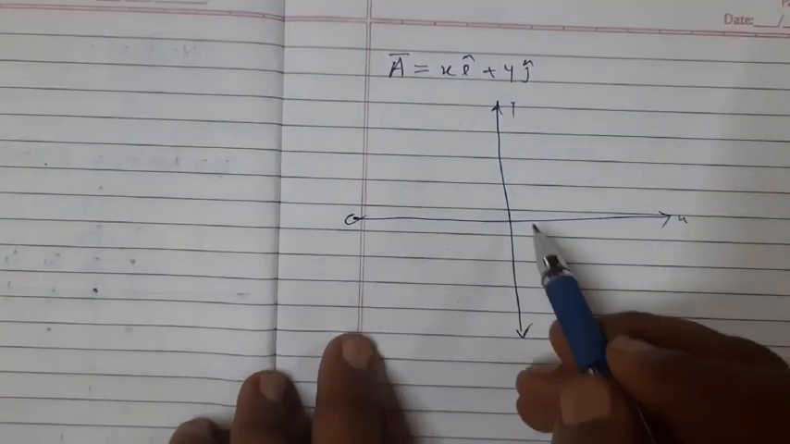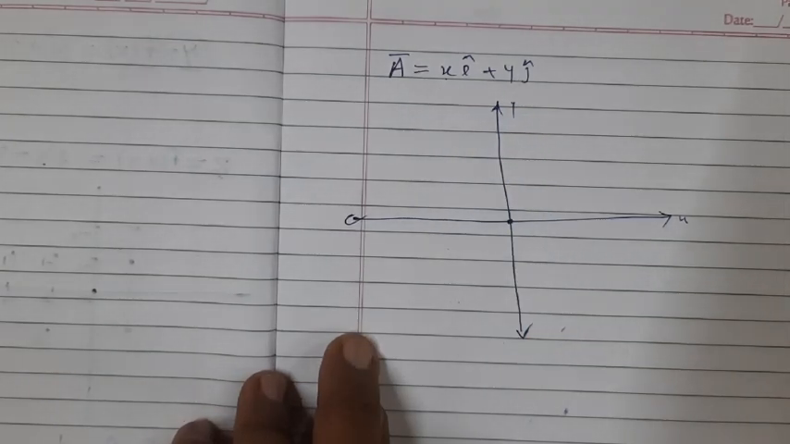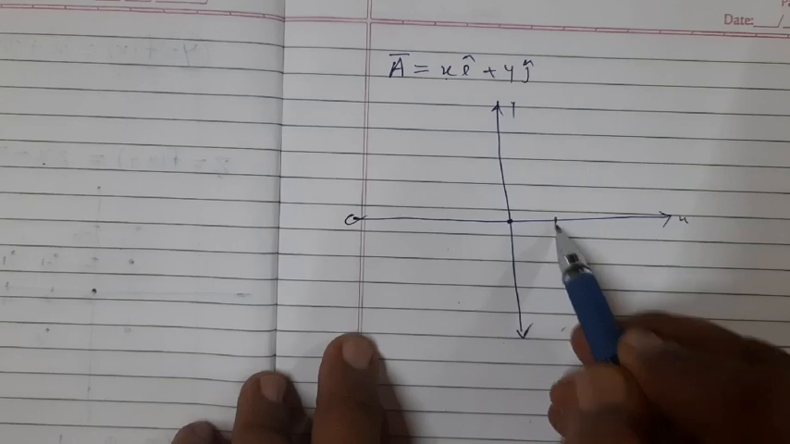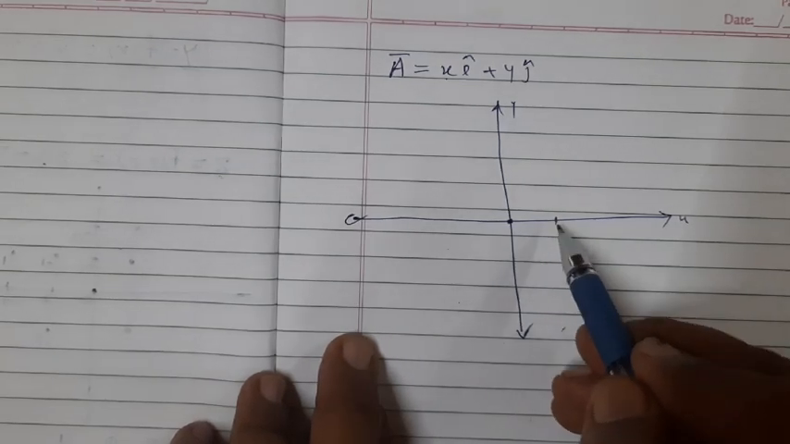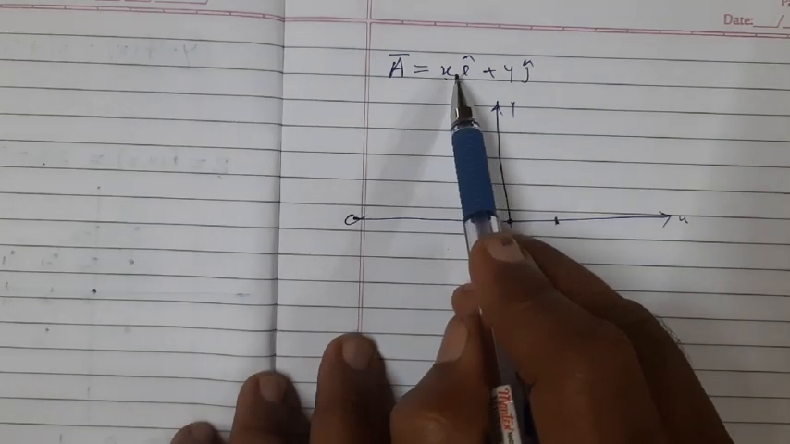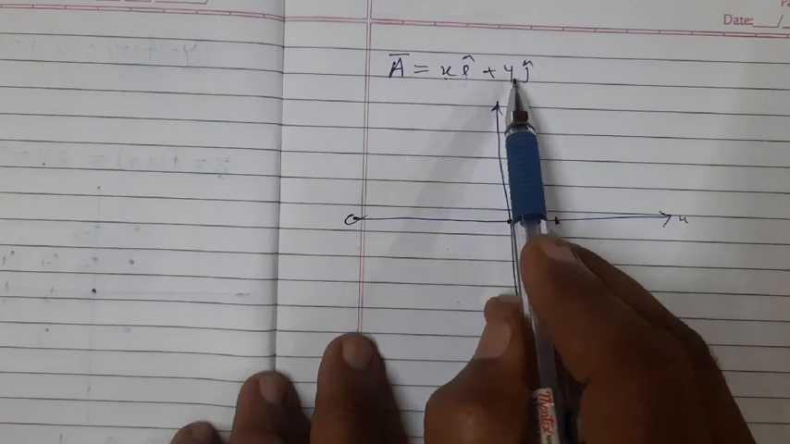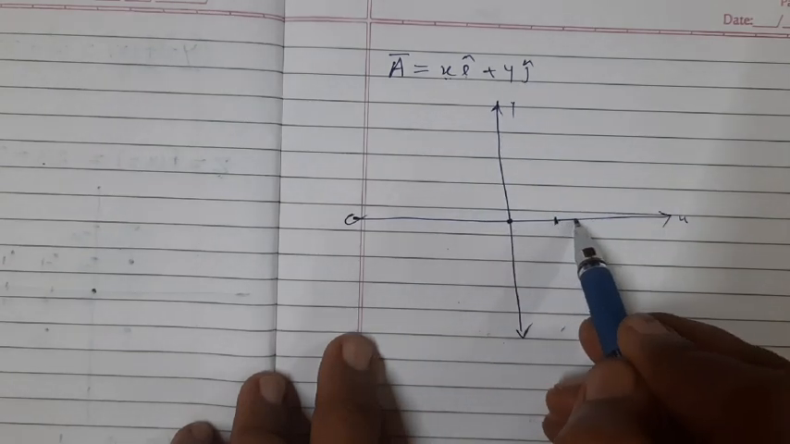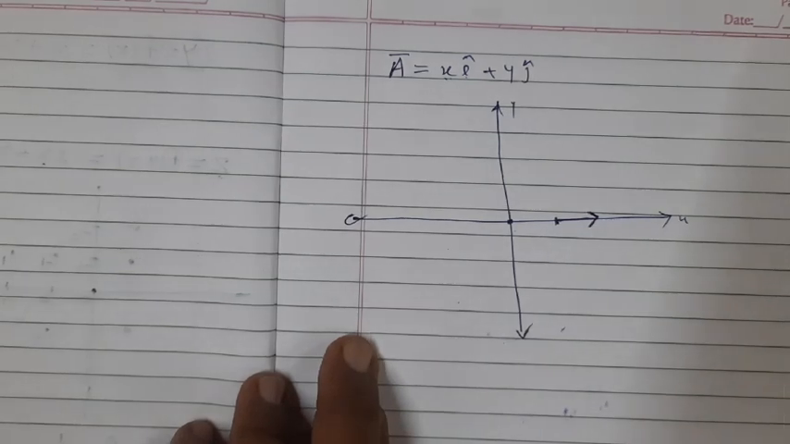You will observe that for 0, 0, that means if x is equal to 0, y is equal to 0, it is 0. For 1, 0, I will not prepare the table, but directly you can observe. Suppose the point is 1, 0, then x is equal to 1, y is equal to 0, therefore it is 1 i cap plus 0 j cap. That means 1 i cap. This will be the vector at this particular position.